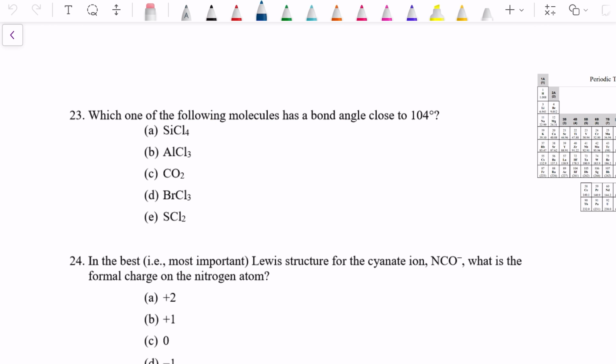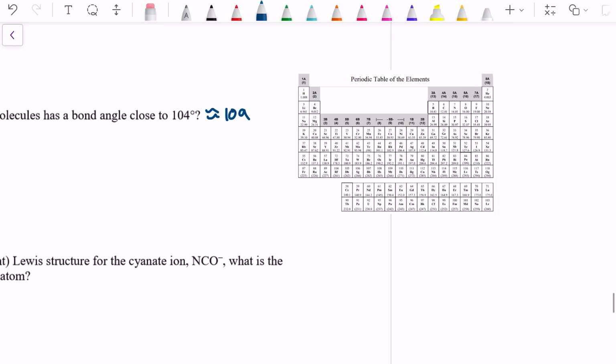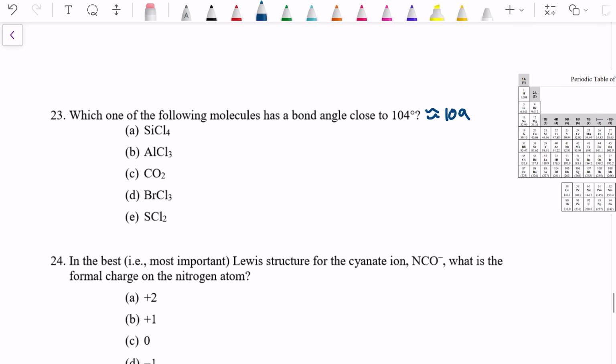Problem 23. Which one of the following molecules has a bond angle close to 104 degrees? Off the top of my head, I know this is nearly 109, so they're really looking for a tetrahedral style molecule that's going to have 4 bonding regions. Let me go through these structures and let's see if we can figure anything out.